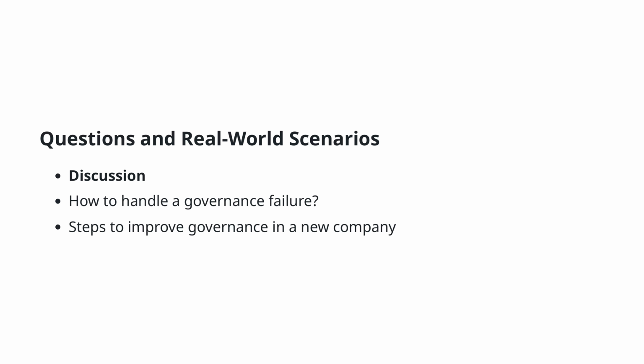On this slide, we'll be exploring questions and real-world scenarios. First, let's discuss how to handle a governance failure. It's often a challenging situation, but having an actionable plan can mitigate damage and aid in recovery. Identify the root cause, communicate transparently with stakeholders, and implement corrective actions swiftly.